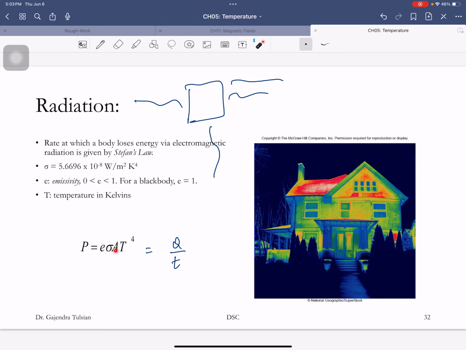Now, children have a large surface area to body mass ratio, and so they can lose a lot of energy via radiation in the cold. So you want to make sure that they're dressed warmly.